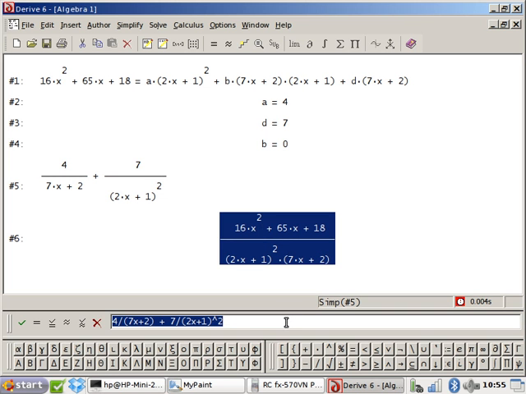Now, have a look at the answer at the back. Can you read out the other answer that we could have gotten? What was it for h? 20 over 7 as like a coefficient of x?